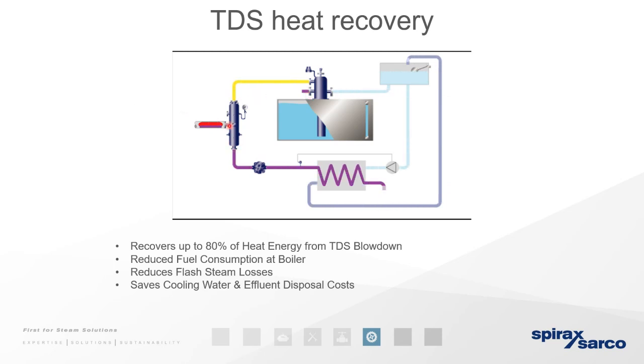So as your TDS is blown down in your flash vessel, the flash steam that is now clean can be utilized in your feed tank, and the more contaminated water can be recovered through a heat exchanger by means of circulating your feed water and then being discharged down to your drain, which is then being discarded.